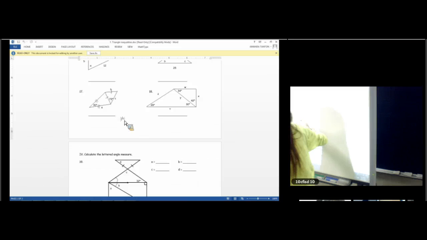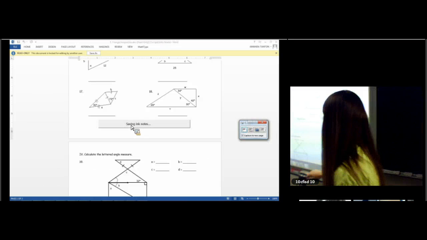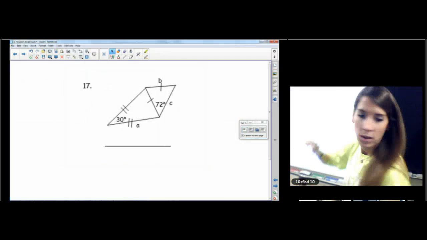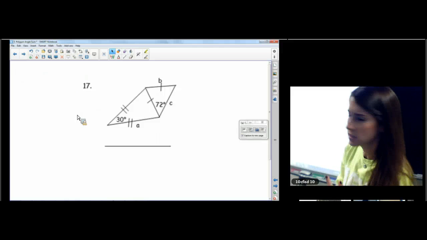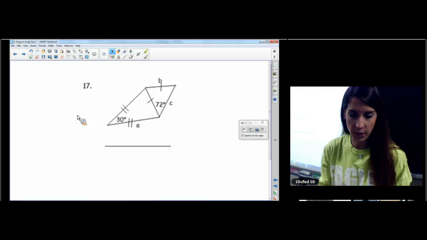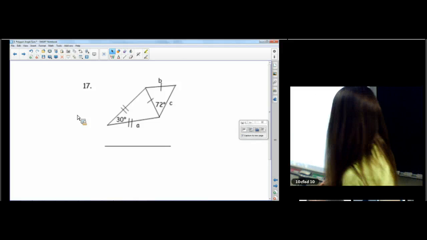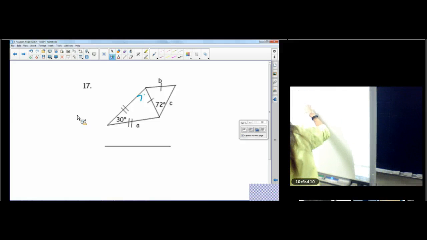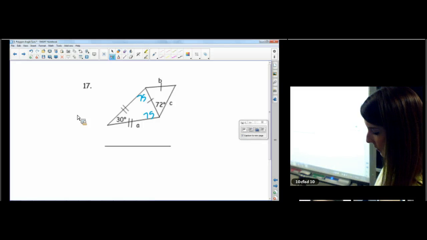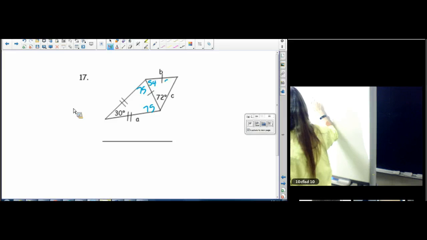Starting with number 17. Okay, order the sides from least to greatest. Was that the directions? I believe so. We would want to find all of our missing angles first. So we would do 180 minus 30 divided by 2. And we would get that this is 75, 75. Then we would do 180 minus 72 divided by 2. And we would get 54, 54.